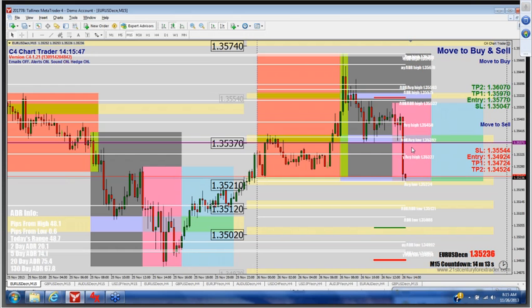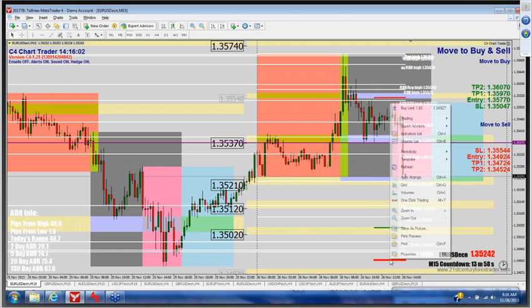If it breaks it, typically you're going to see it become, I'm sorry, I did that backwards. Resistance. If it's broken, it becomes support. If it's broken again, it should become resistance. So we have a level that's been broken and hasn't been retested. So we're going to look there to park our trade.